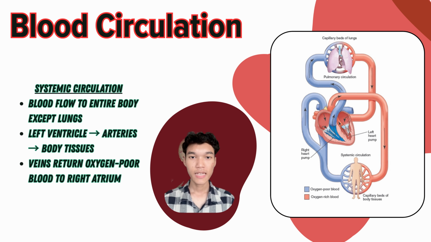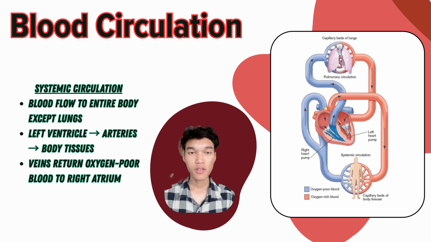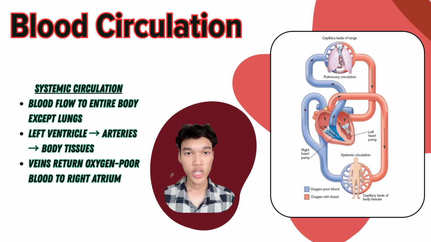Now I will explain about the systemic circulation. Systemic circulation is responsible for delivering oxygenated blood to all parts of the body except the lung. In this circulation, the oxygen-rich blood is pumped from the left side of the heart to the body through the artery. As blood reaches body tissue, oxygen and nutrients are delivered to the cell.